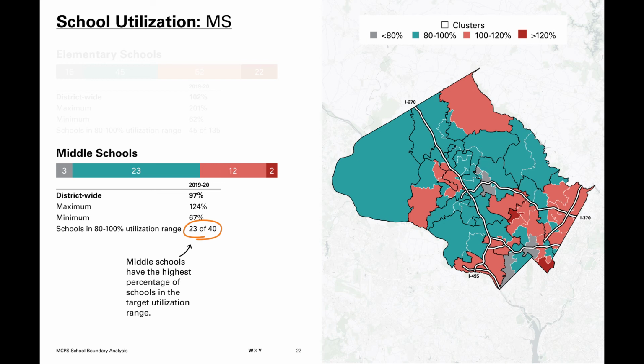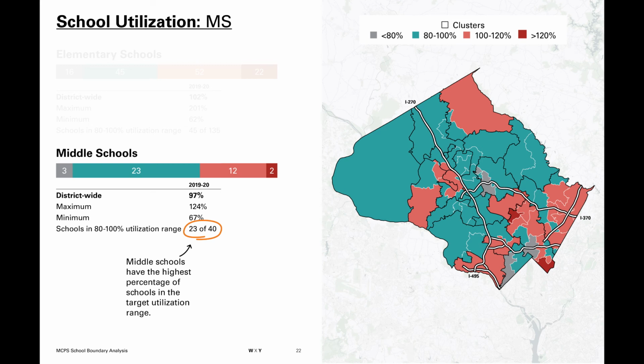At the middle school level, we encounter a similar story, where the district-wide utilization rate is right within the county target range. However, there are a few schools that have a utilization rate up to 124%, while other schools have utilizations around 67%.